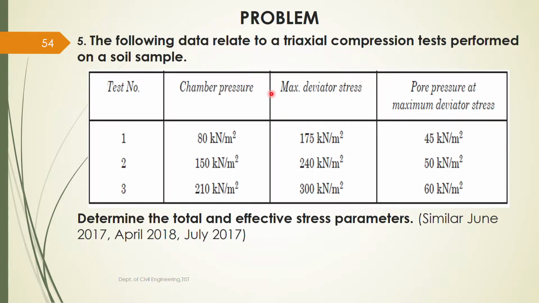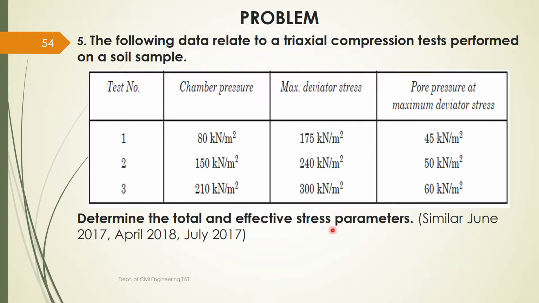Chamber pressure, that is the cell pressure, is given, and the maximum deviator stress is given. Pore water pressure was also measured in this triaxial test, so pore water pressure at maximum deviator stress is also given. This is sigma C, this is sigma D, and this is the pore water pressure U. You need to find out the total and effective stress parameters.